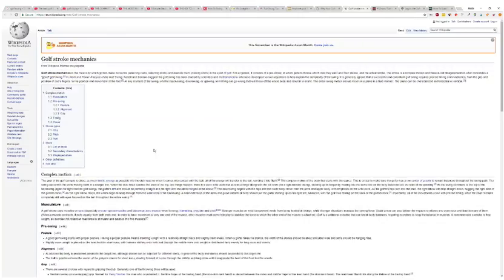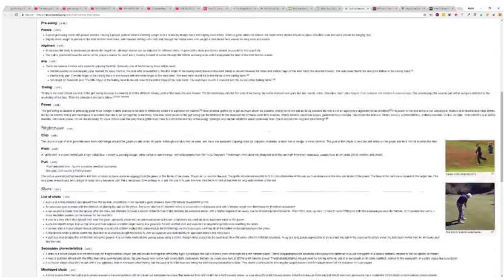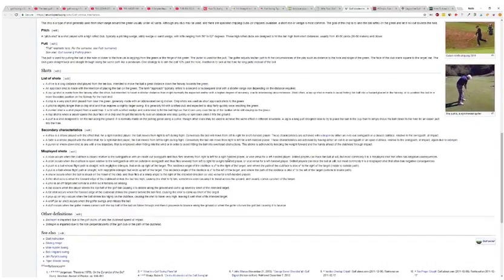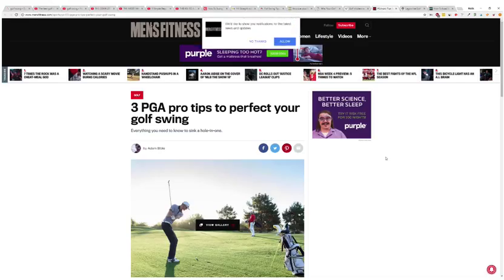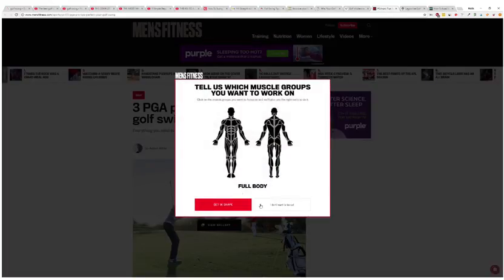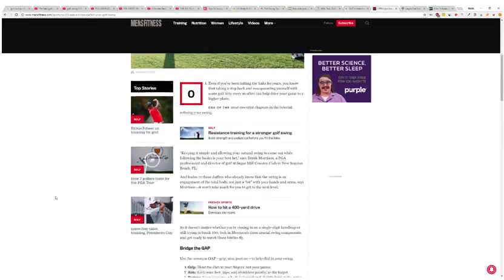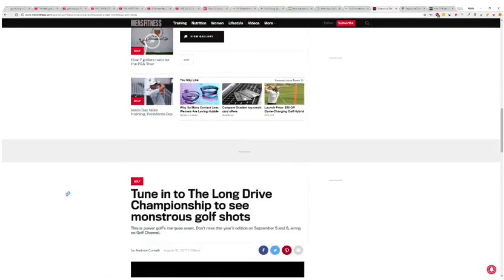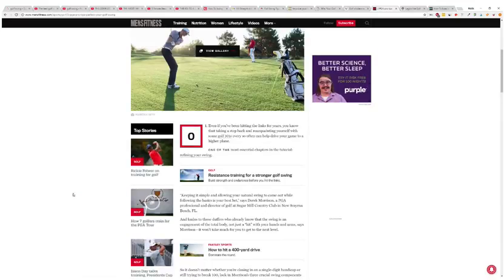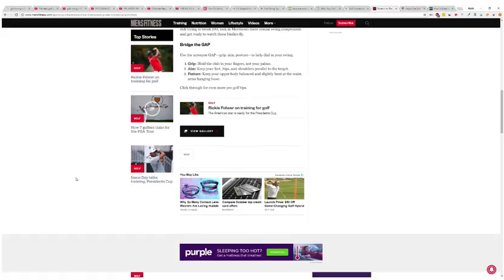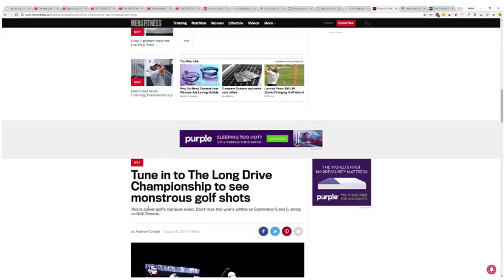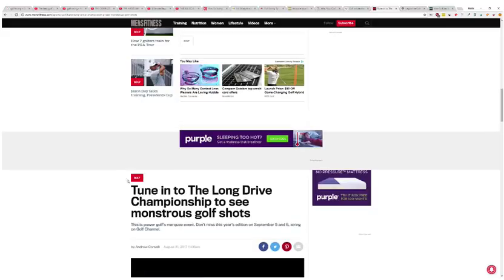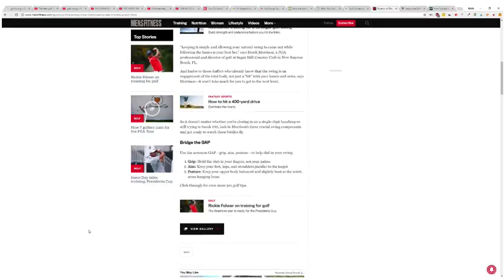This is a product page, golf stroke mechanics on Wikipedia. We for sure want to keep that. Pro tips to perfect your golf swing. This is a really good example of a super short article, and you can see this might look long here, but as we scroll down, the URL changes, meaning that these are different pages, different articles, different topics.